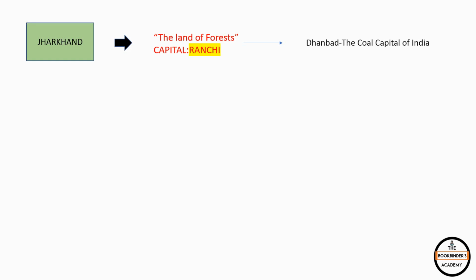Now, a city in Jharkhand, Dhanbad, is referred to as the coal capital of India. This is because a place in Dhanbad, Jharia, is very famous for coal production. That is, it's one of the largest producers of coal in India, and hence the reference, the coal capital of India.